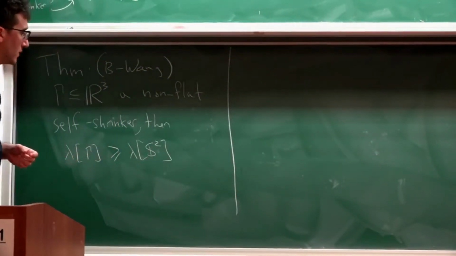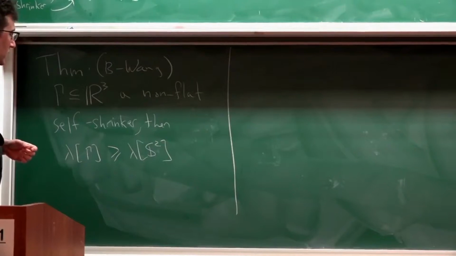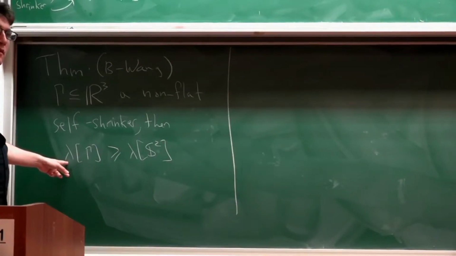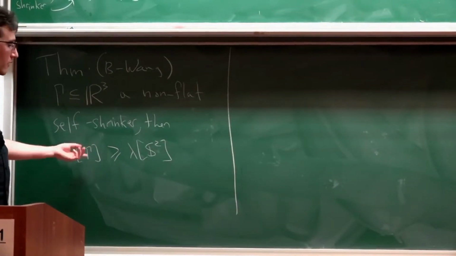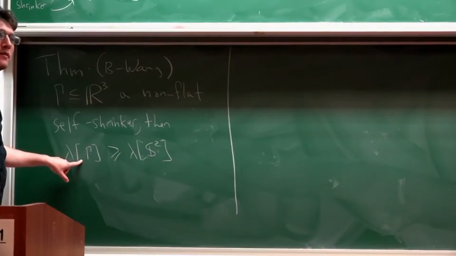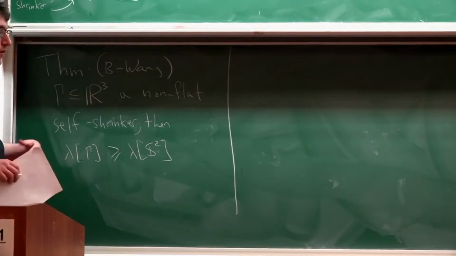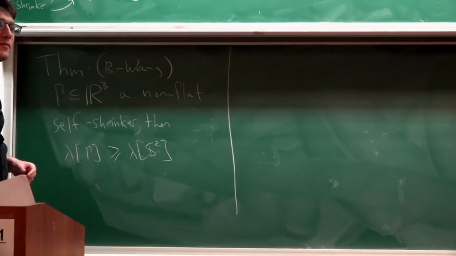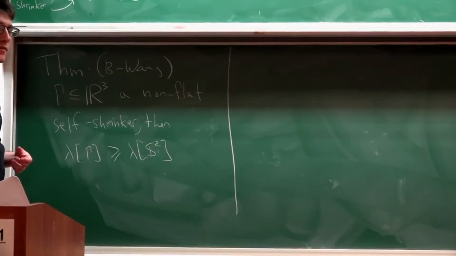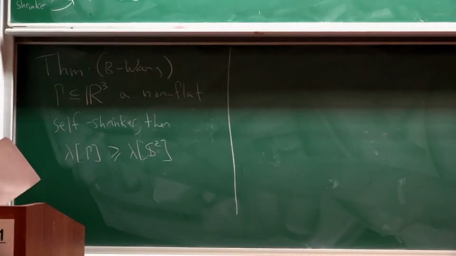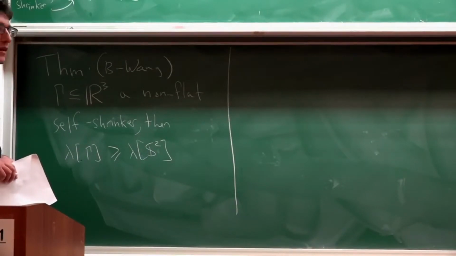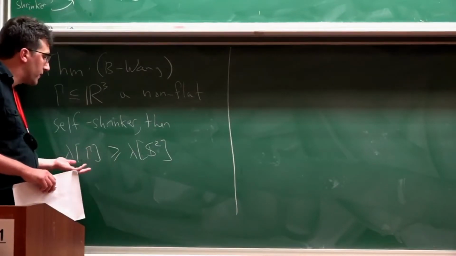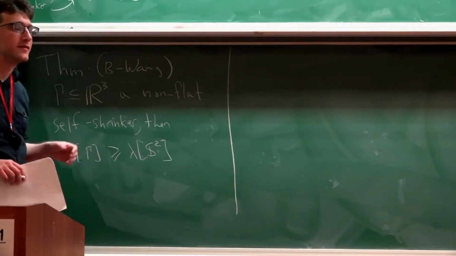Is that lambda always finite, or might it be infinite? For a self-shrinker, if it's proper, then it's always finite. A non-proper surface would potentially be infinite. And of course, there's the question of whether you can have a non-proper embedded shrinker, but I believe that's highly unlikely. So in general it's finite, but of course, if it's infinite, then it's trivial.